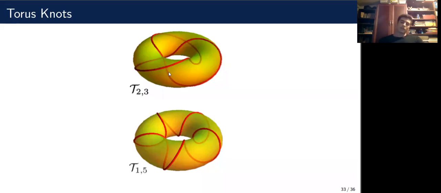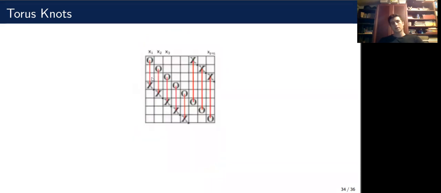So their grid diagrams have an easy representation. This is a grid representation of a PQ knot. There are p-axis on the left bottom corner, and there are q-axis on the right side. And the main diagonal is full of O's.